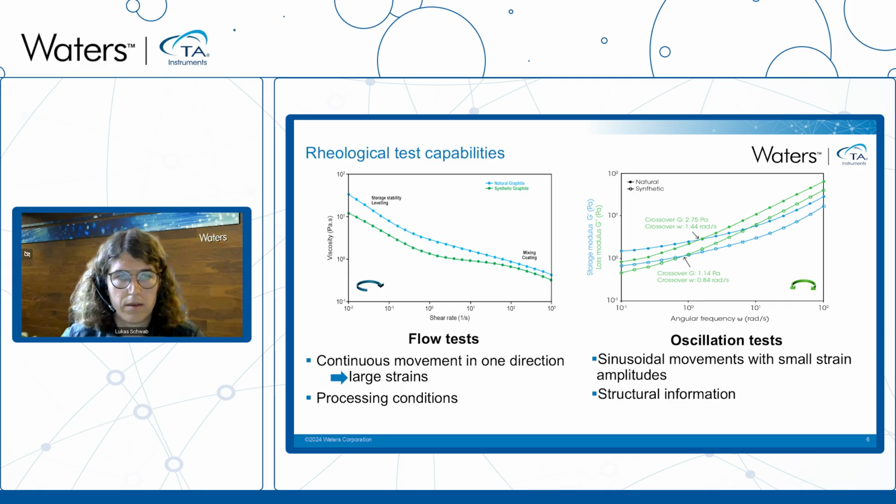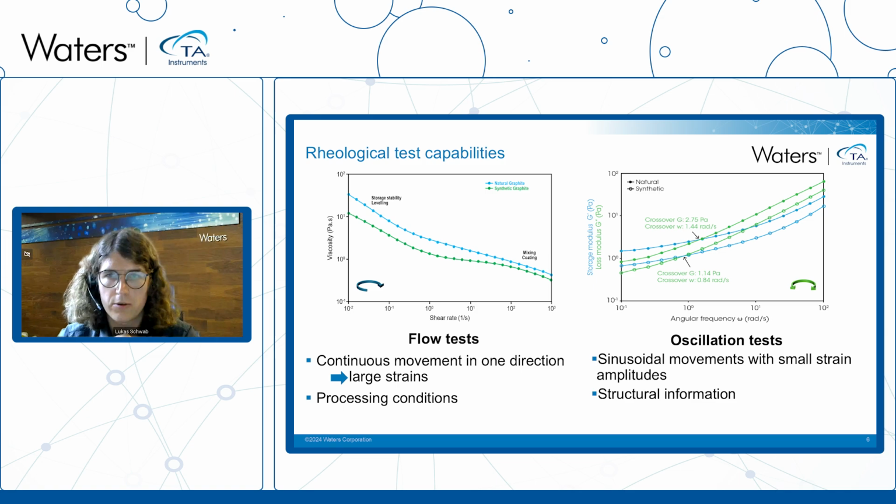So in terms of battery slurries, we see here two typical examples. Both graphs show the same sample. In blue we have an anode slurry made from natural graphite. In green we have one with a similar composition but made from a synthetic graphite. And in the flow test, as I said, we look at the viscosity change as a function of shear rate.